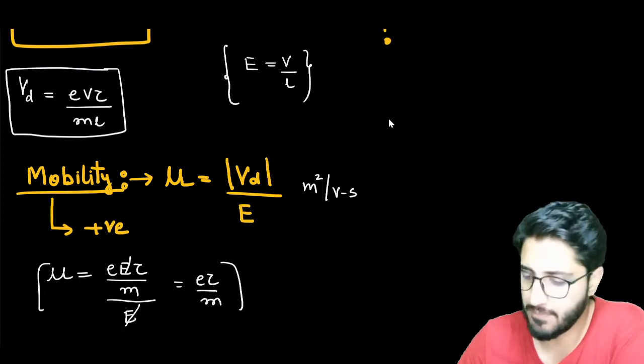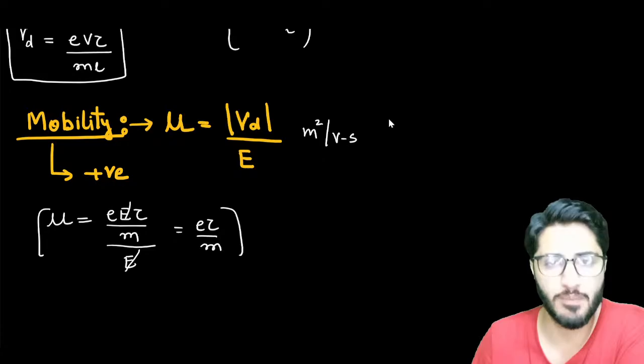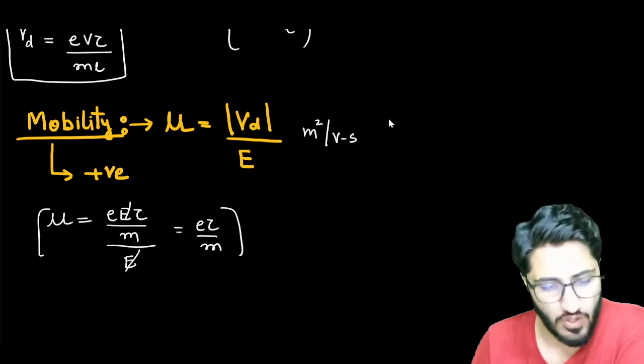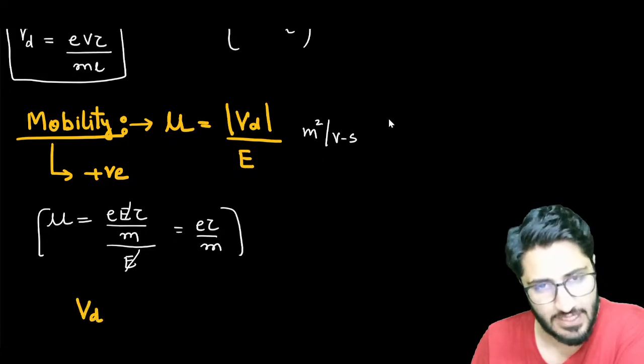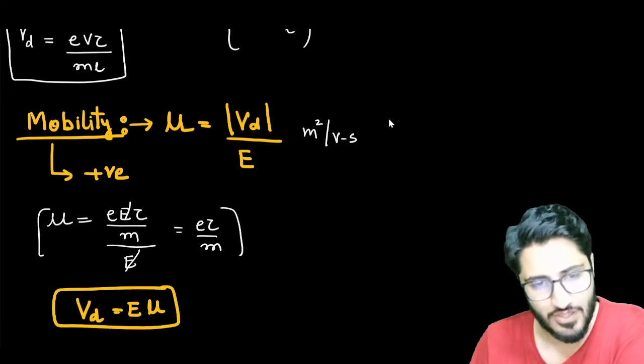So there was a numerical from it. Now for NEET, numerical for NEET. The numerical was Vd is equal to E times mu. This was asked in NEET.